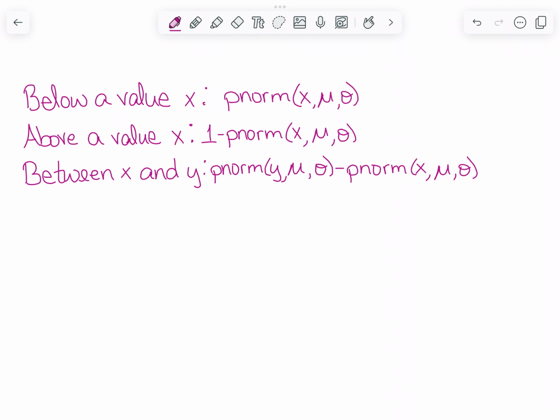And if we want to find something between two values x and y, we do pnorm of y, comma, the mean, comma, standard deviation, minus pnorm of x, comma, the mean, comma, standard deviation. When we're doing this subtraction, it's really important to make sure that the bigger number comes first. So we do need to make sure that y is larger than x. If we reverse the order, we will get a negative number. And since probability can't be negative, that's going to be a good indication that we have reversed the order of the subtraction.